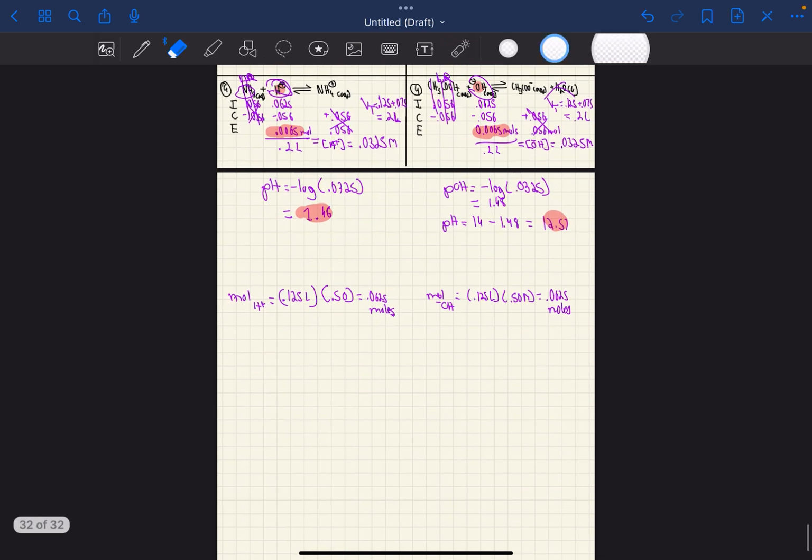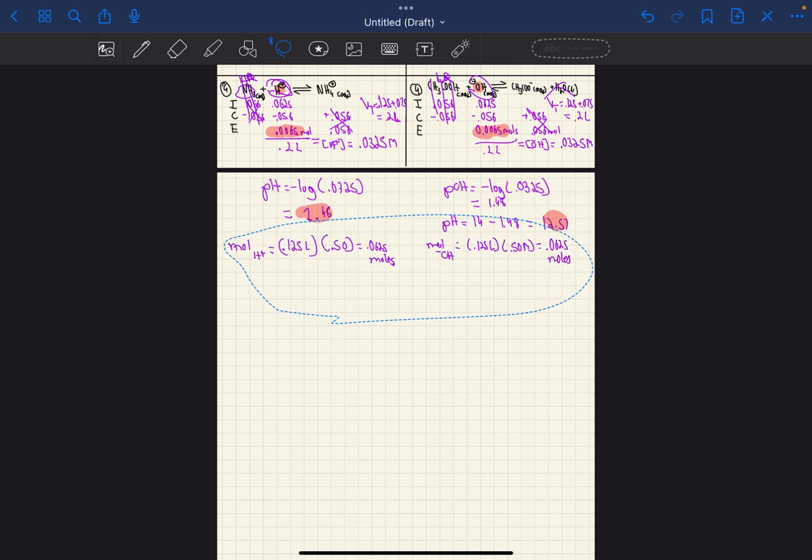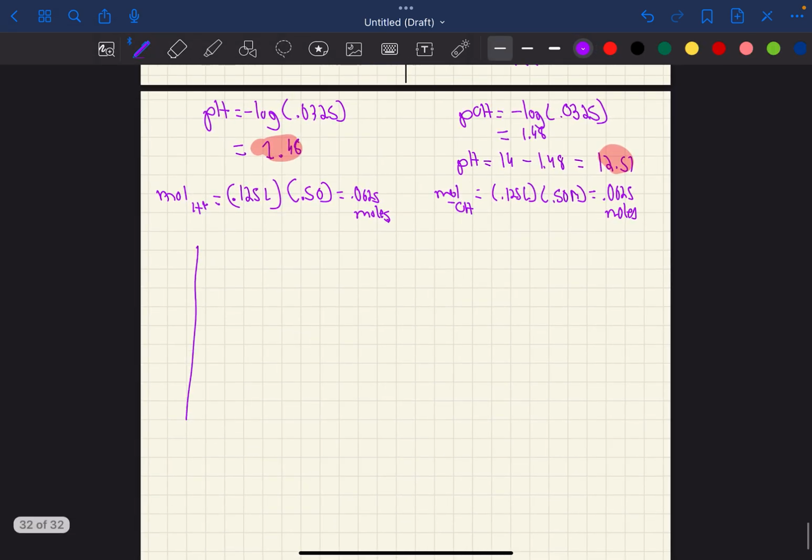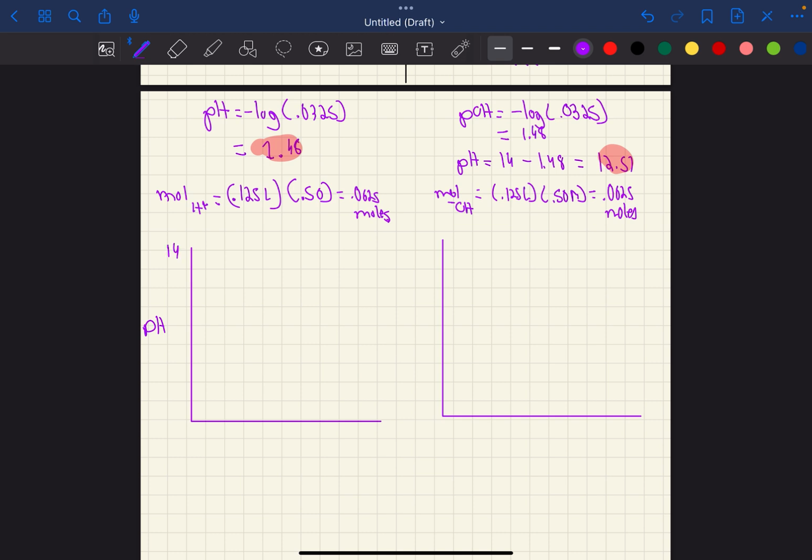So now, in order to solidify this better, I'm going to draw out the curves, and I think it's going to help you see what actually is happening when you're doing titration. So this is going to be pH. Your y-axis is pH, and the max pH you can have is 14, and the lowest pH is going to be 0, right?